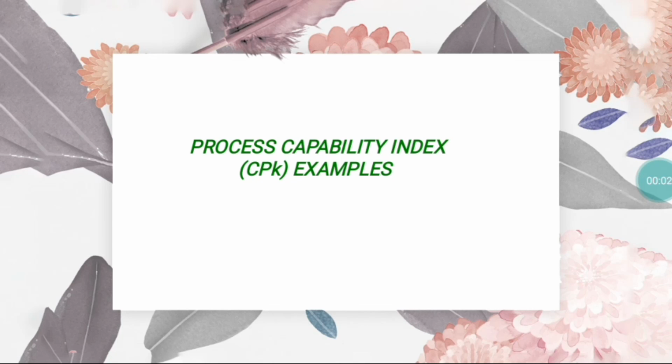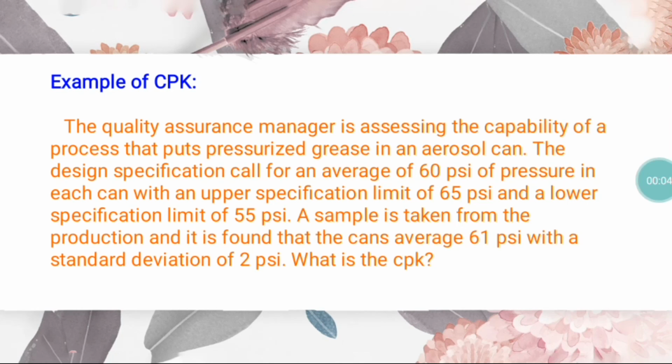So, here are some capability index, or CPK, examples. First, the quality assurance manager is assessing the capability of a process that puts pressurized grease in an aerosol can. The design specification called for an average of 60 psi of pressure in each can with an upper specification limit of 65 psi and a lower specification limit of 55 psi. A sample is taken from the production and it is found that the cans average 61 psi with a standard deviation of 2 psi.